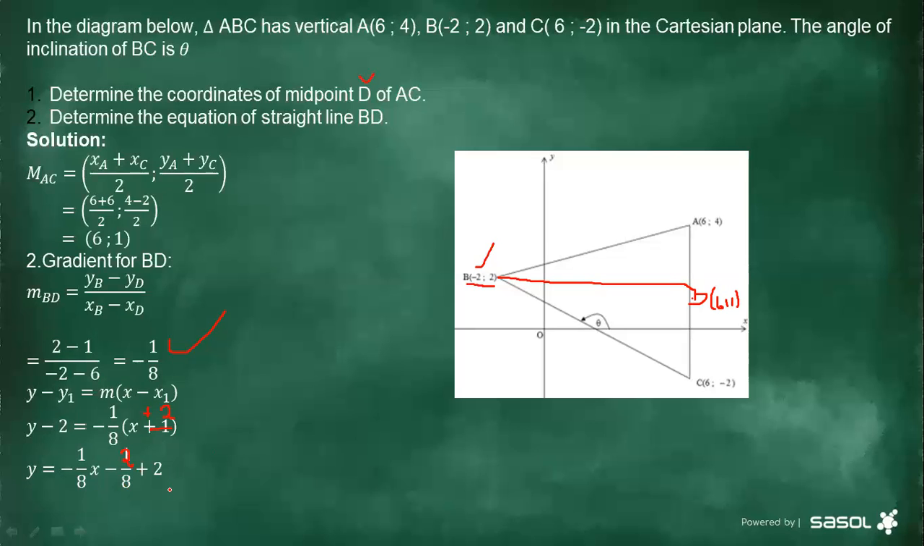Now let us recalculate that equation. Here we have negative 2 over 8 plus 2. It gives us 7 over 4, not 15 over 8. So there was just a mistake for that. Now let's proceed.